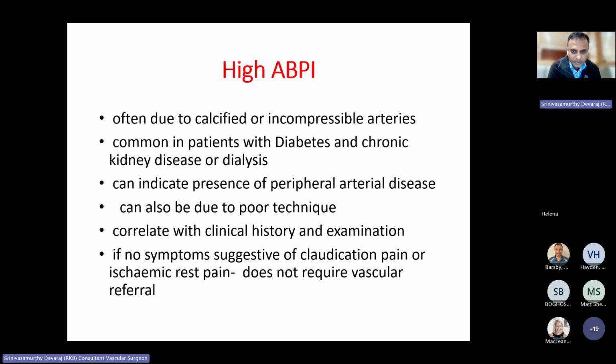It can indicate the presence of peripheral arterial disease, but often, again, it's because of poor technique. In fact, in the recent past, I've had more referrals for high ABPIs in routine screening, and sometimes when we recheck the ABPIs, it's absolutely normal. So it is pretty much due to incorrect technique. So again, like low ABPIs, you correlate that with the clinical history and examination. And if they've got no symptoms of peripheral arterial disease and no signs, then they do not require any referral or any further action.